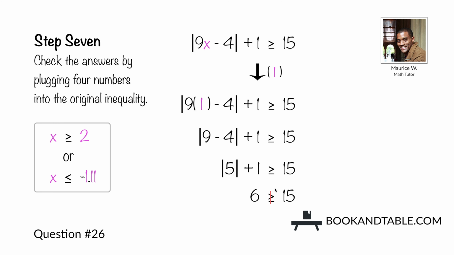If we then plug in 2 for x, 9 times 2 is 18, minus 4 is 14. The absolute value of 14 is 14, plus 1 is 15, giving us a true statement, 15 is greater than or equal to 15, and thus confirming that these are the correct answers to question number 26. X is greater than or equal to 2, or x is less than or equal to negative 1.11.